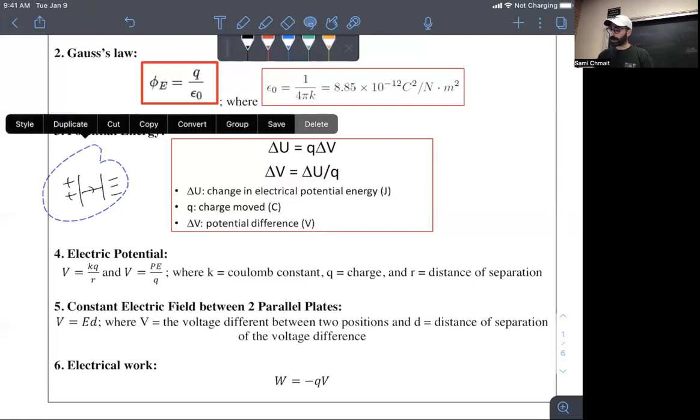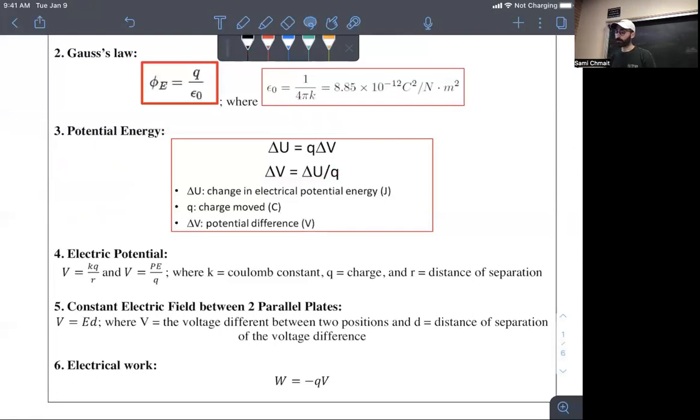So that's a special case where we can use this equation to substitute for V when we're solving potential energy equations. And we'll see an example of that. The important thing to note about this equation is V is the voltage between 2 positions, and D is the distance of separation. And again, we'll see that.